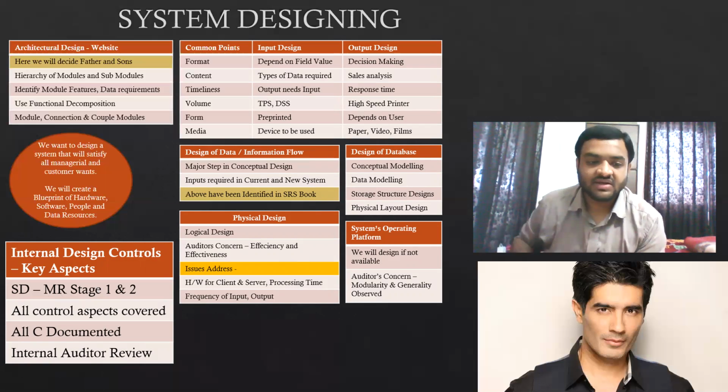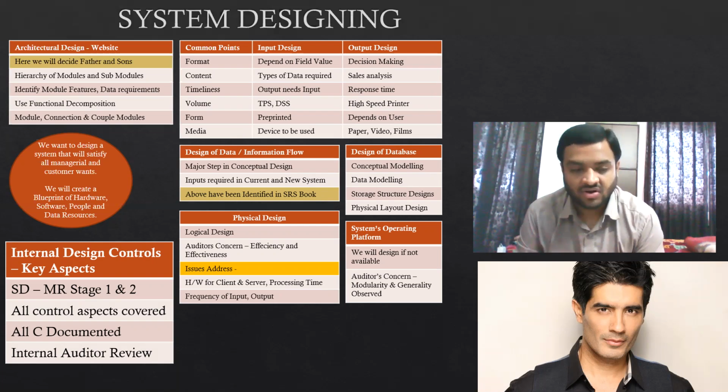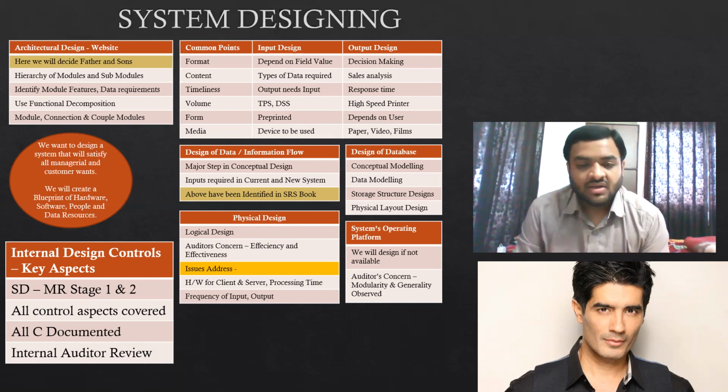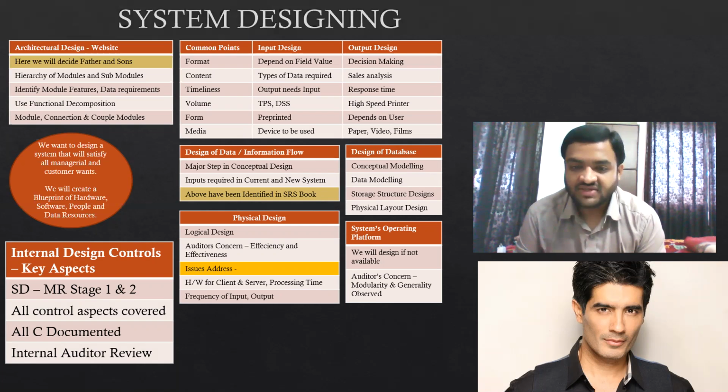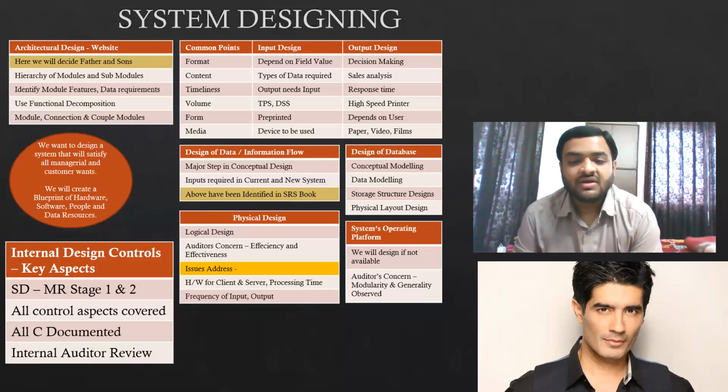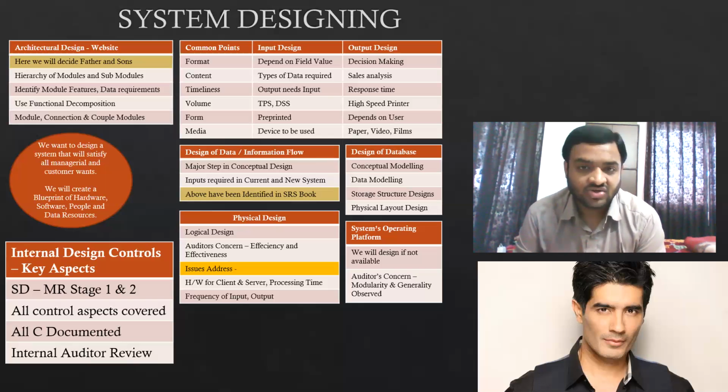After this, we will see whether all the control aspects have been covered or not. Once again, we will look at the design, whether input, output, processing, storage, and whether controls are there for input design, output design, then data design, database design, and whether efficiency and effectiveness in case of physical design, and modularity and generality in case of system operating software. If all these things are there, we will say that all the control aspects have been covered. If for the system operating platform modularity or generality is not there, we will include it in the management report.